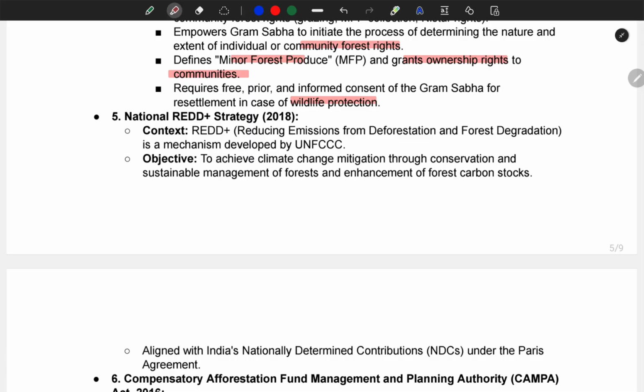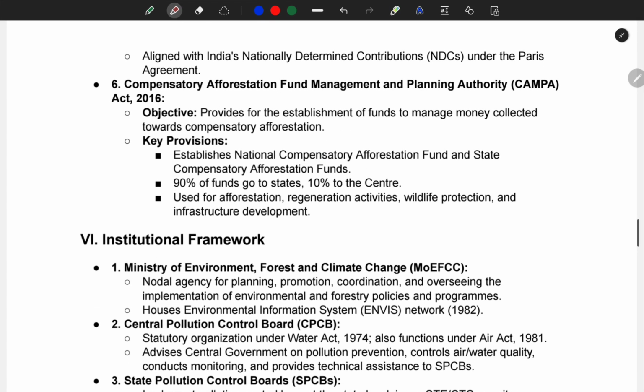National REDD Plus Strategy 2018. Context: REDD Plus, reducing emissions from deforestation and forest degradation, is a mechanism developed by UNFCCC. Objective: to achieve climate change mitigation through conservation and sustainable management of forests and enhancement of forest carbon stock. Aligned with India's nationally determined contributions, NDCs, under the Paris Agreement.